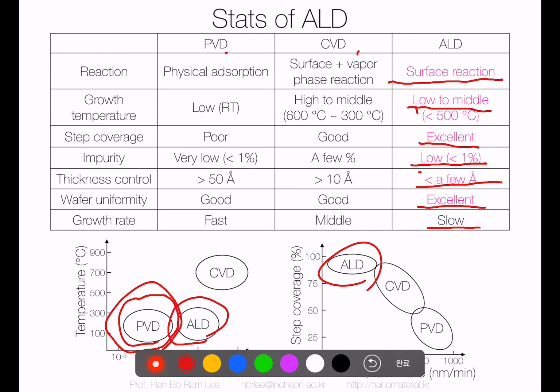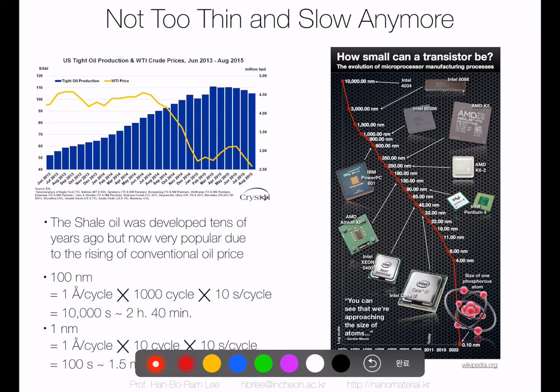The step coverage is pretty good compared to CVD and PVD. So I really like this slide. The growth rate of ALD used to be very slow, and that is not good for high volume manufacturing. But now the condition has changed, so it's not too thin and slow anymore.